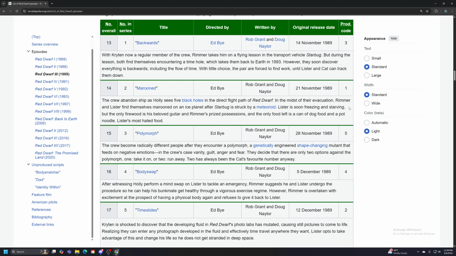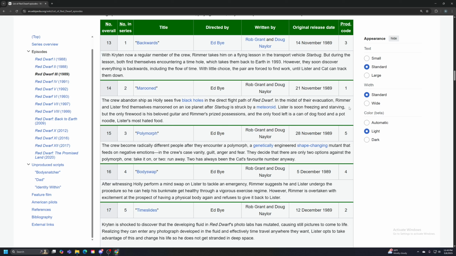Episode 1, Backwards. Release date of 14th of November 1989. Crichton, now a regular member of the crew, Rimmer takes him on a flying lesson in the transport vehicle Starbug. But during the lesson, both find themselves encountering a time hole, which takes them back to Earth in 1993. However, they soon discover everything is backwards, including the flow of time. With little choice, the pair are forced to find work until Lister and Cat can track them down.